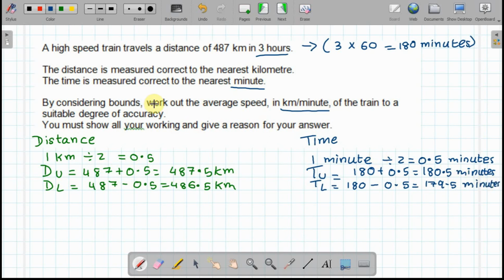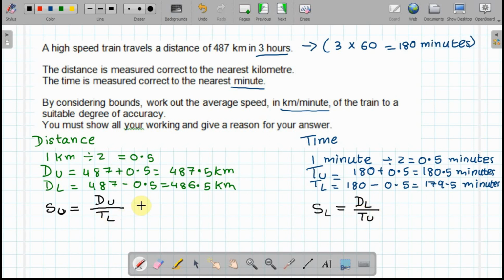Okay, now when it says by considering bounds, I have to find the upper bound and lower bound of speed. Now speed is distance divided by time. So the upper bound of speed is the largest possible value of the speed. To get that, because there's division involved, I'm going to divide the upper bound of distance by the lower bound of time. And then to get the lower bound of speed, that's the smallest possible value for the speed, I'm going to divide the lower bound of the distance by the upper bound of time.